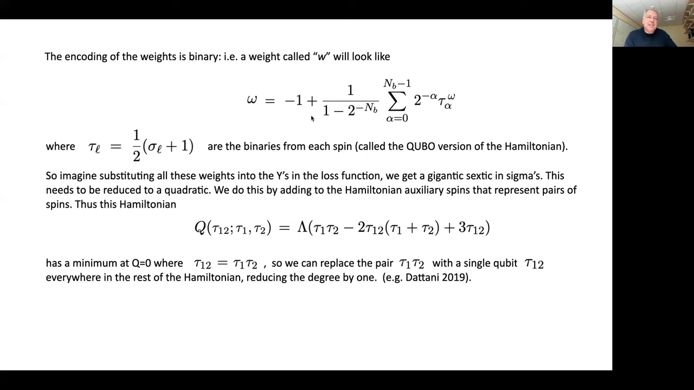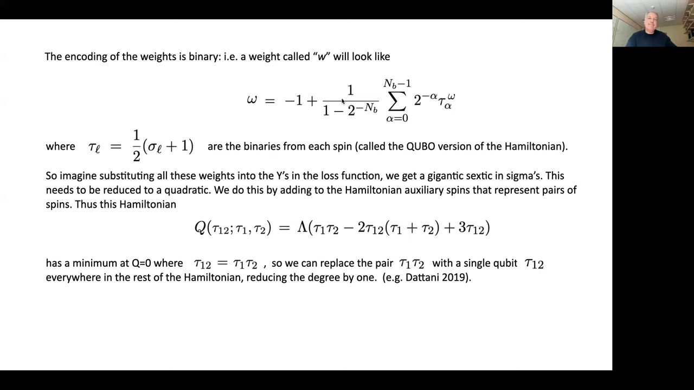And the tau L is the binary thing coming from the sigma. So sigma can be plus or minus one, so tau can be zero or one. So that's the binary encoding involving the sigmas. So you shove these W's into the Ys, you have this gigantic sextic in sigmas. And then what you have to do is reduce it to quadratic.